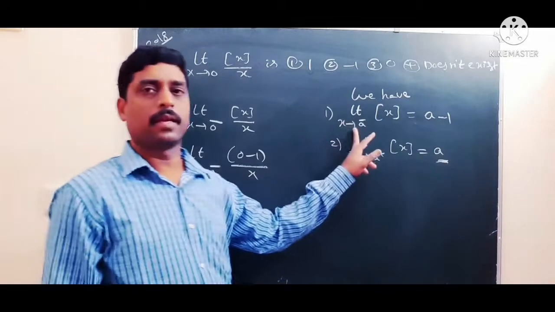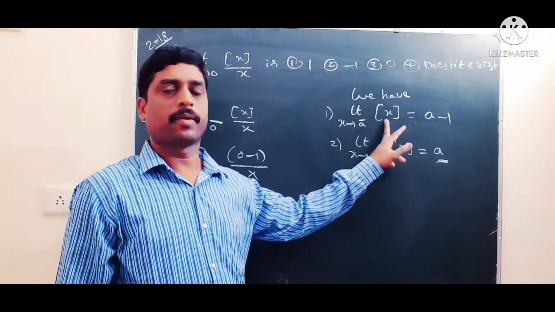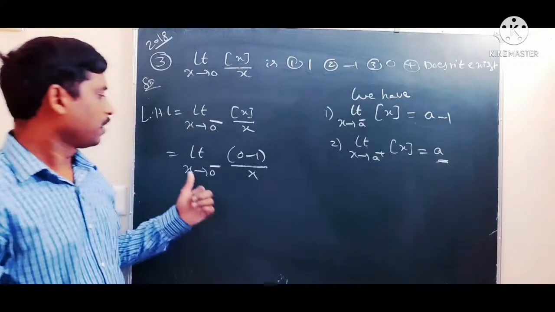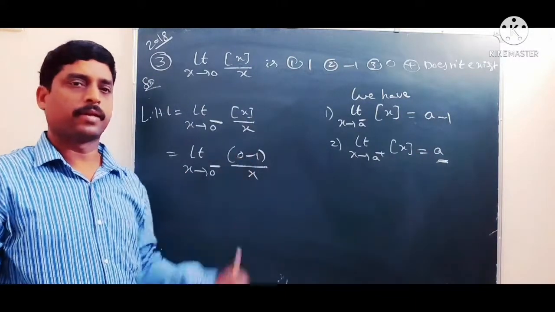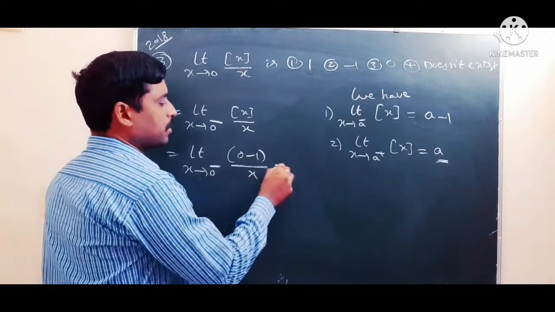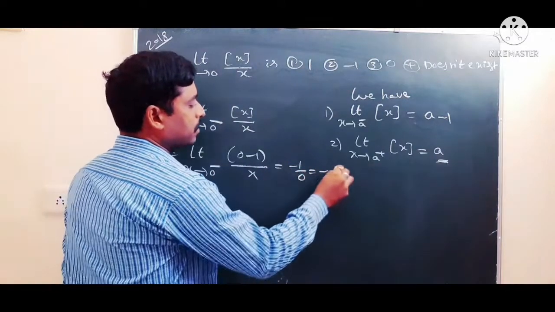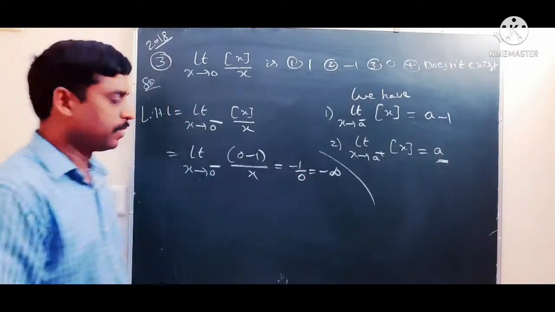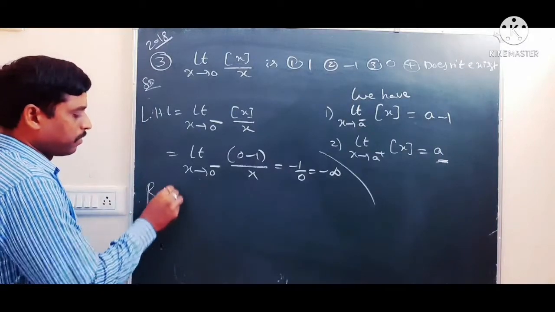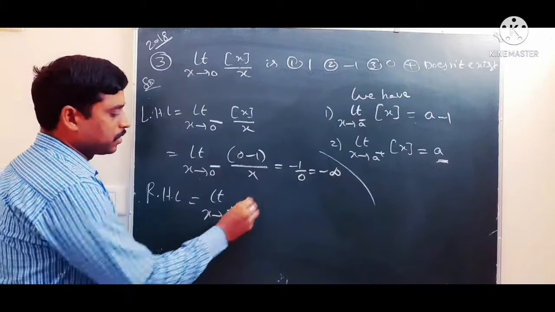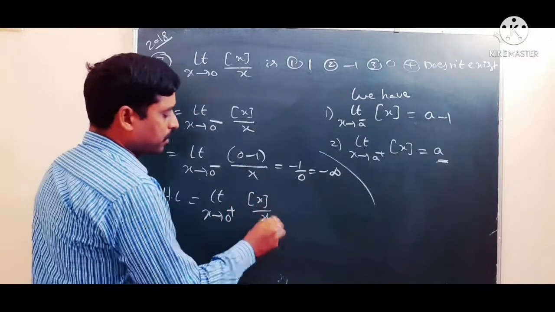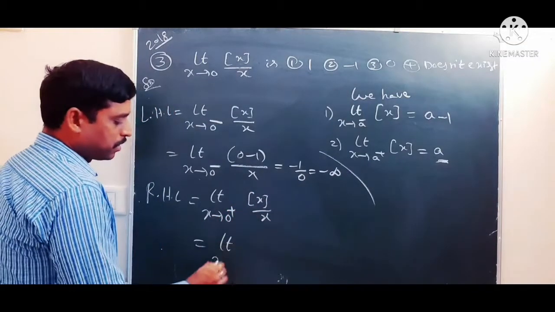If x is less than a, the integral part of x value is a minus 1. If x is less than 0, the integral part of x value is 0 minus 1. Put expression 0, this value will be minus 1 by 0, minus infinity. Now we have to find the right hand limit. Limit x tends to 0 plus, integral part of x by x.